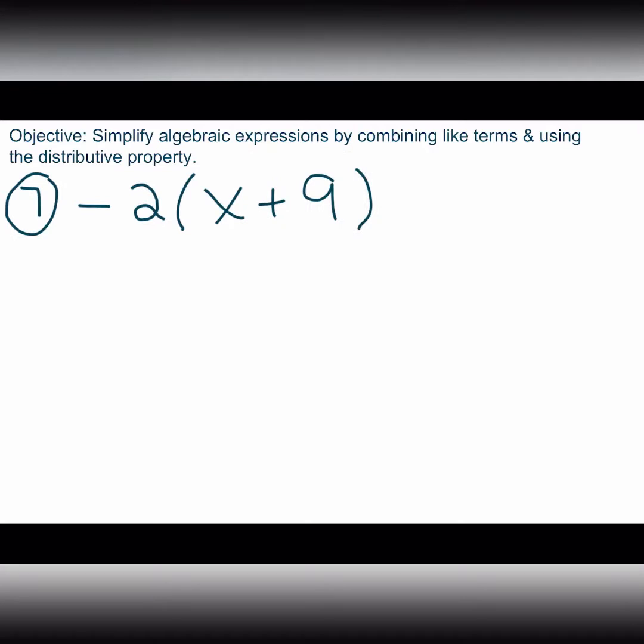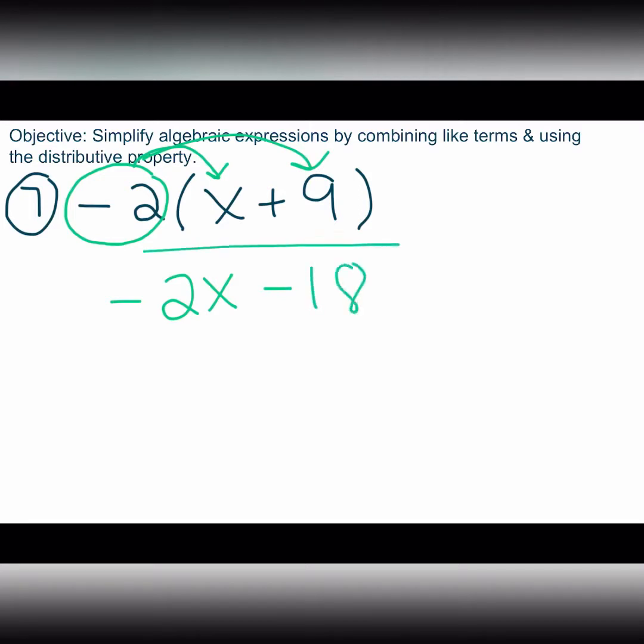Okay, so with this next one, we are distributing a negative into the parentheses. What I do when I have a negative on the outside is I circle it to remind myself that it is a negative. And I'm going to distribute that negative into the parentheses. So negative 2 times x is negative 2x. And then negative 2 times positive 9 becomes negative, because negative times a positive is a negative, and 2 times 9 is 18. And that is our final answer.